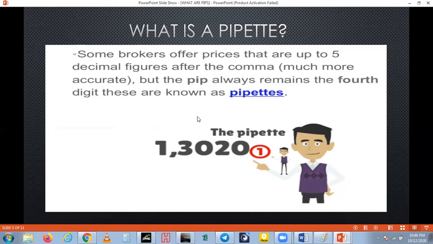The last digit after these 4 digits, the fifth one, is what we call the pipet. It is very irrelevant. It's not important, so just ignore it like it's not there at all. So if you have 1.30201, that one is called a pipet. It is not important, so you just ignore it as if it's not there. You can also have 1.30205, a 5 or 4 or 3, whatever number it is. As far as it's the fifth number, it's called the pipet and it is not relevant.